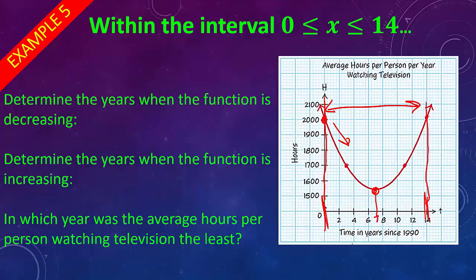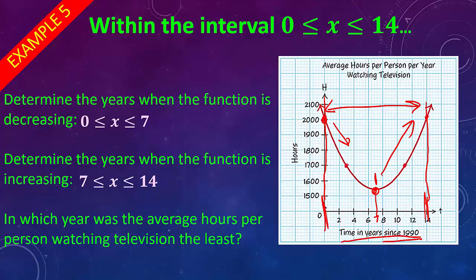So the year, this is years since 1990. So the function is decreasing when x is greater than or equal to 0 but less than or equal to 7. So it's decreasing on that interval, and that's how we write it. It's increasing for the rest of it. So x is greater than or equal to 7, but less than or equal to 14. Remember, even though the graph keeps going, we did say that the interval was in between 0 and 14.